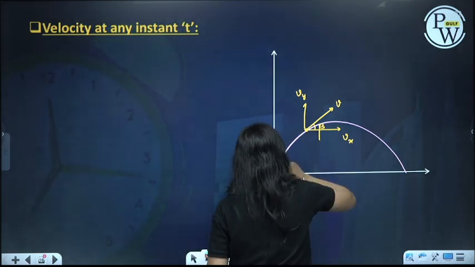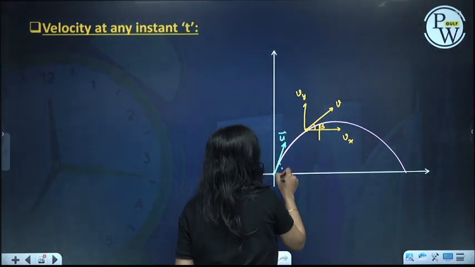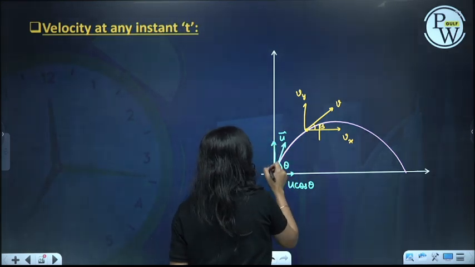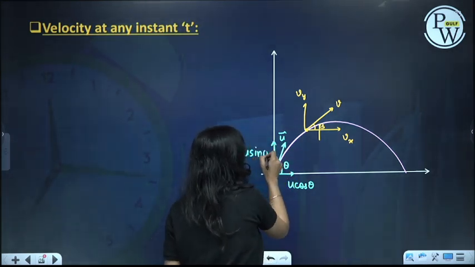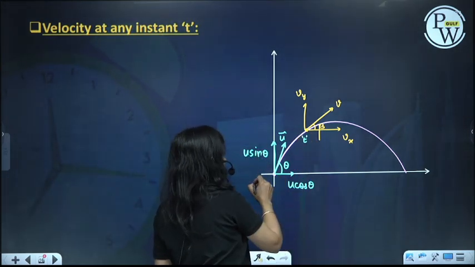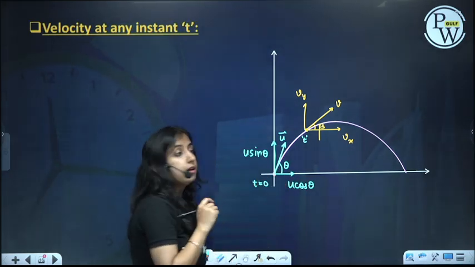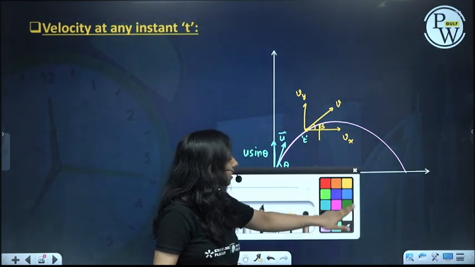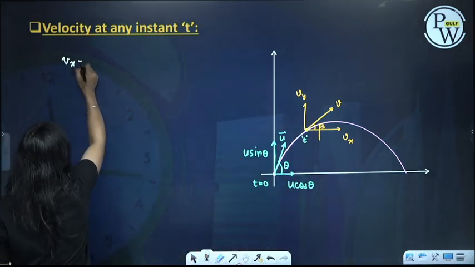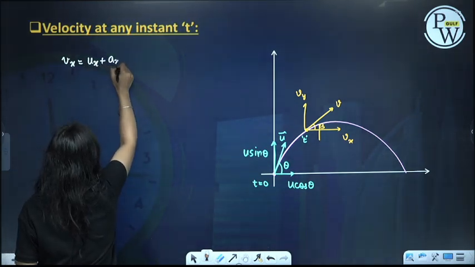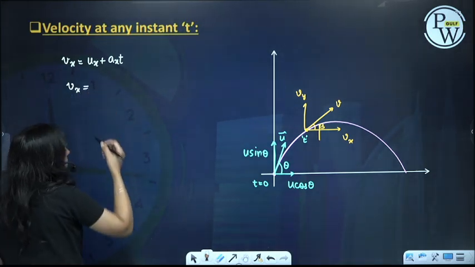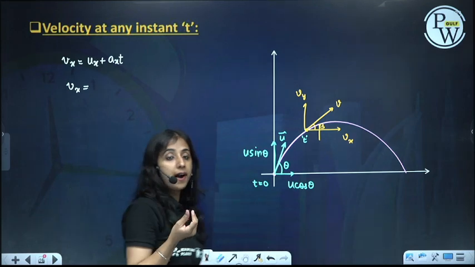Initially the projectile is fired with some initial velocity u at some angle theta. So velocity in x will be u cos theta and velocity in y will be u sin theta. This is my initial velocity. At t equal to 0 the particle is at the origin, fired, and then at any time t, the particle is at this point. So the two components: Vx will be equal to ux plus ax into t. Now ax is equal to 0, so this factor becomes 0.